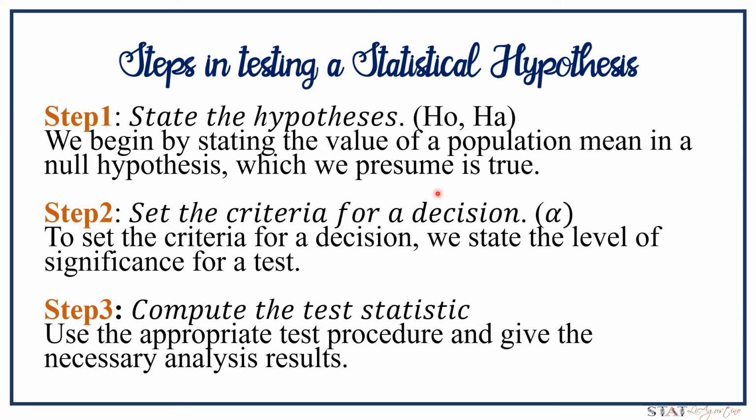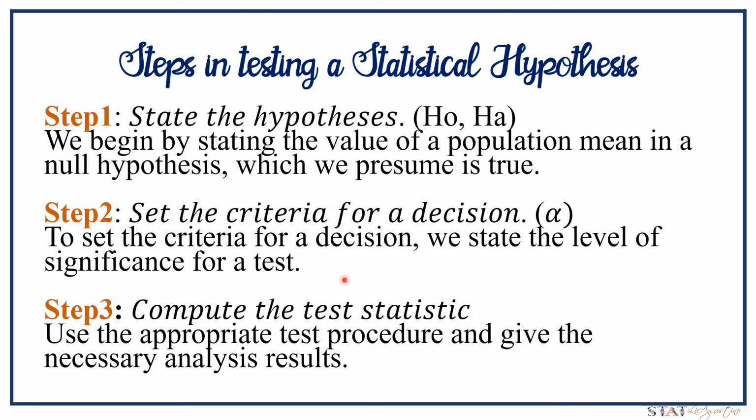And then step two, we should set the criteria for a decision, or your alpha, whether it is 5% or 1% level of significance. To set the criteria for a decision, we state the level of significance for a test. For example, you just state alpha is equal to 5%. So that is step two. And then for step three, you have to compute the test statistic, or your test statistic calculation.